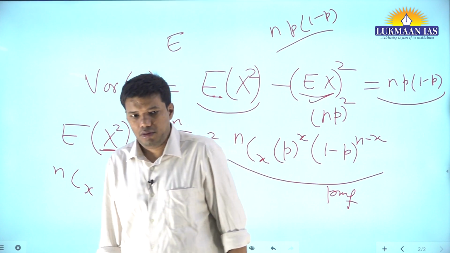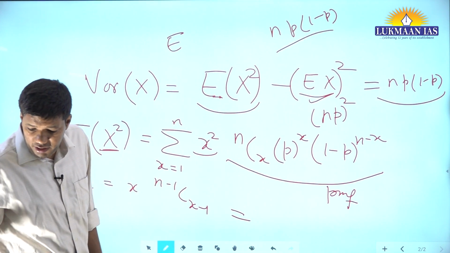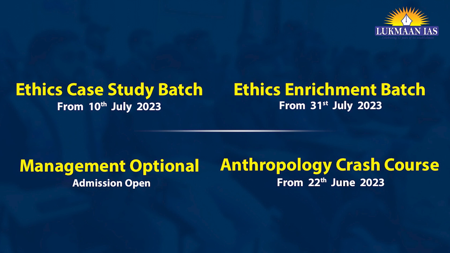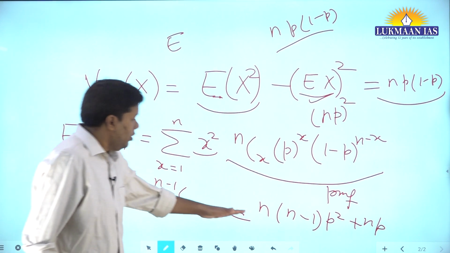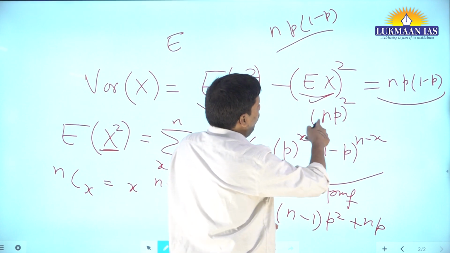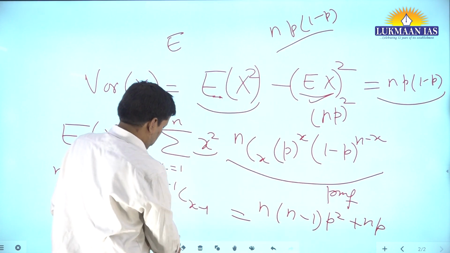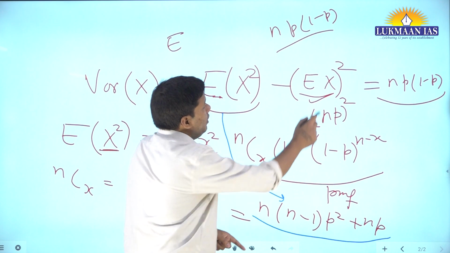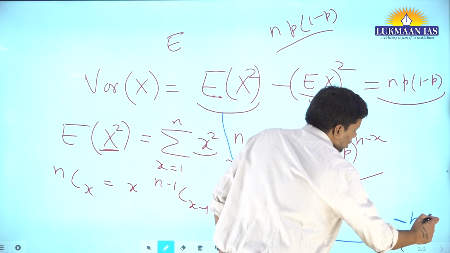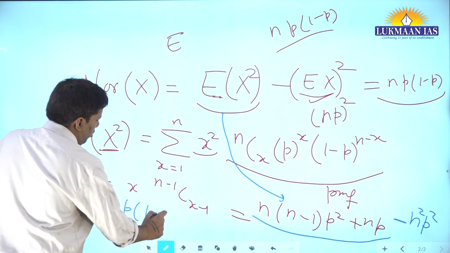In tomorrow's class we will discuss this. You will solve it and get some expression in the form of np. Let me tell you what expression you will get: n into n minus 1 p square plus np. I'll take np common also. From this expression you get np square, the expected value here. When you solve it you will get this thing, and from it you will subtract n p whole square, that is n square p square. When you solve it, you will get n into p into 1 minus p.